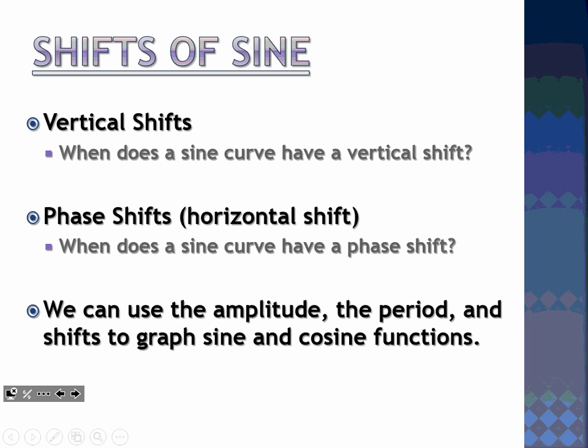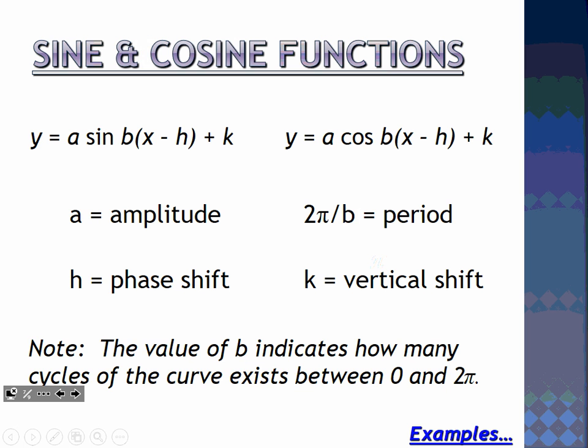So if we put it all together, here's really what the equations of sine and cosine can look like. A phase shift occurs when you add or subtract a number to x inside parentheses, or inside the function. And then the vertical shift occurs whenever it's added or subtracted outside the function, period.